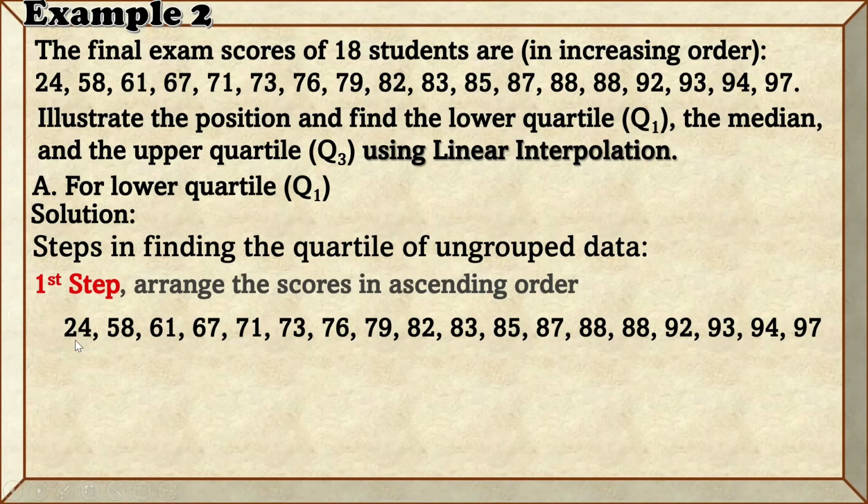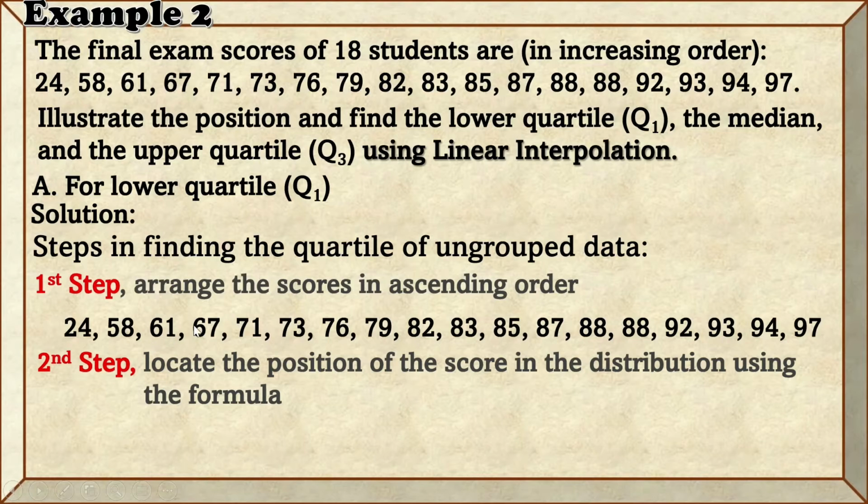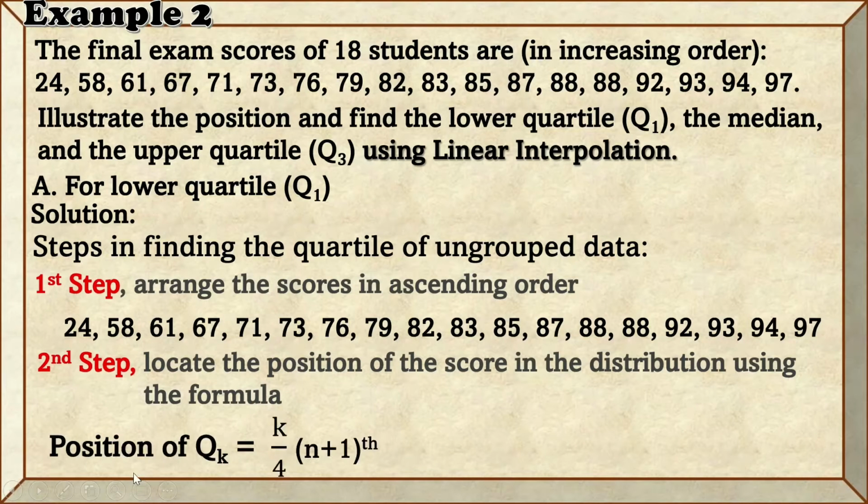So we have the lowest score, which is 24, and the highest score is 97. Second step, locate the position of the score in the distribution using the formula. So we have the position of Q sub k is equal to k over 4 times the quantity of n plus 1 th. Our denominator here is 4 because quartiles are the score points which divide a distribution into 4 equal parts. Kaya 4 po yung denominator natin.